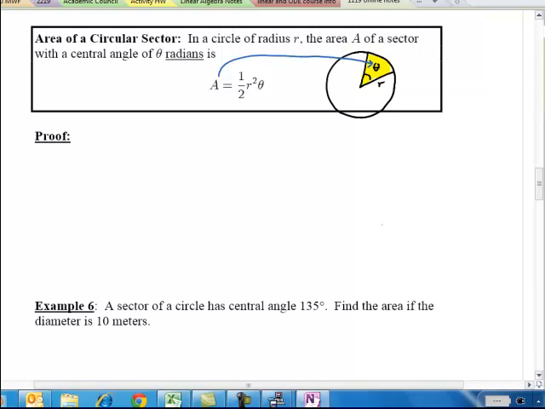And just like we did in the other one, I want to go through a proof of that so it doesn't seem like it's coming out of nowhere. And we'll do the same thing. We would set up two equal ratios. So the angle out of the total number of radians in a revolution should be the same as the sector area out of the entire area.